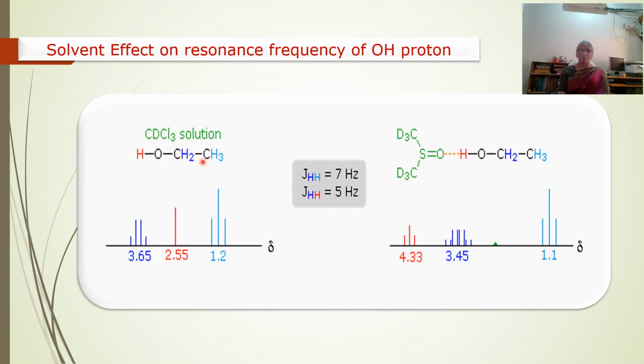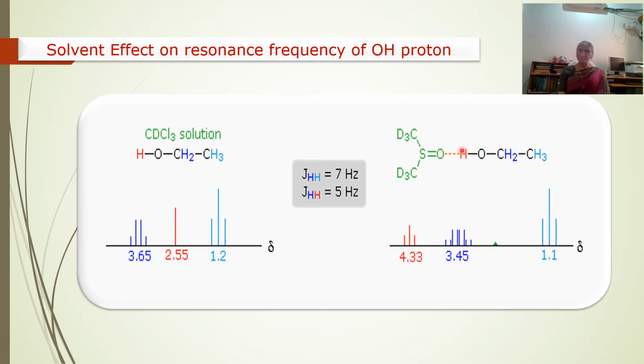The same effect of solvent on the resonance frequency of the hydroxyl proton is seen in the case of ethyl alcohol. When the solution of ethyl alcohol is prepared in deuterated chloroform, the signal for the hydroxyl proton is seen at 2.55 delta value, and the methylene proton shows absorption at 3.65 ppm. And when the solution of ethyl alcohol is prepared in deuterated dimethyl sulfoxide, the hydroxyl proton becomes de-shielded and the resonance frequency becomes 4.33 ppm, whereas the methylene protons show absorption at 3.45 ppm.